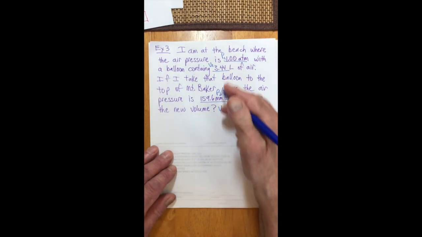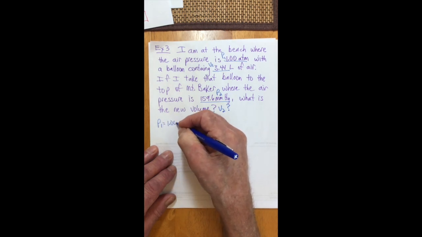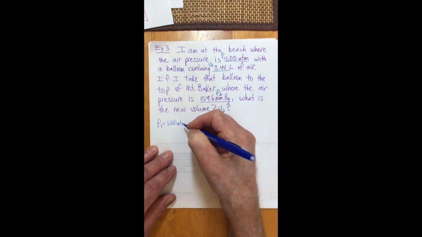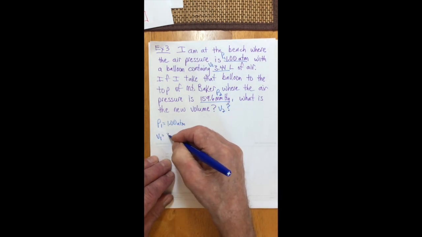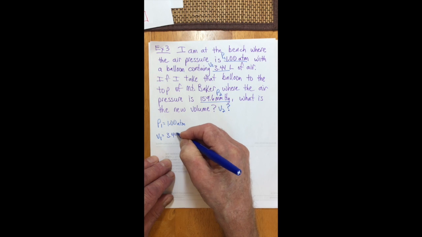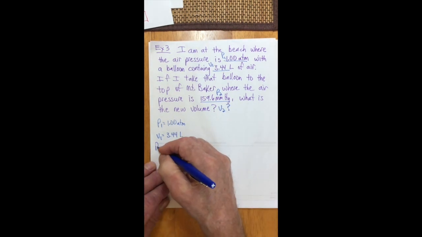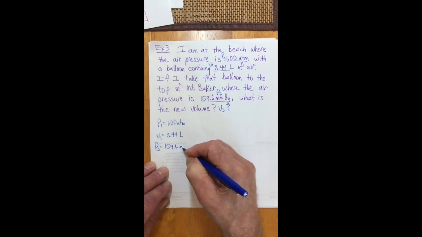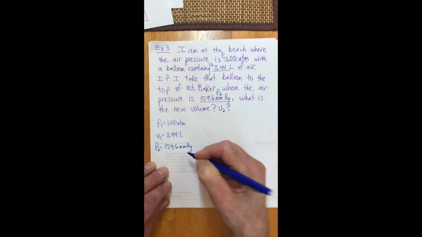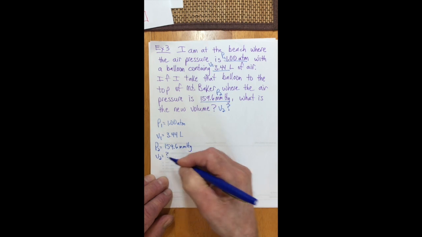So let's write down what we know. P1 is equal to 1.00 atmospheres. V1 is equal to 3.44 liters. P2 is equal to 159.6 millimeters of mercury, and V2 is equal to, I don't know.